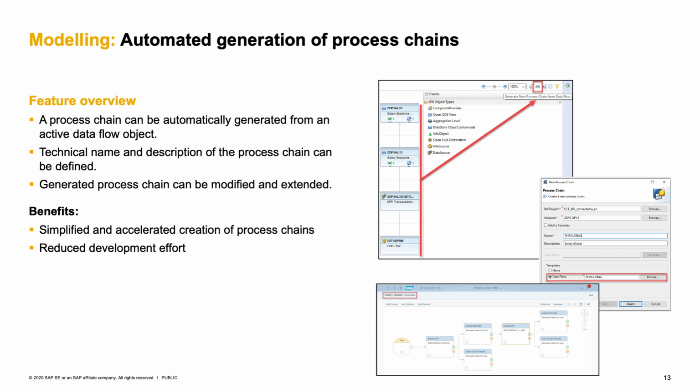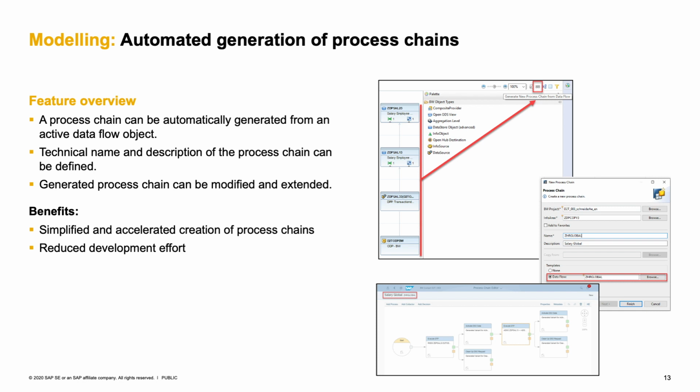Then I personally like this capability a lot because as a developer or as a consultant, I spent a lot of time modeling process chains as well. However, now with the capability of the graphical data flow modeling, you also now have the possibility to let the system automatically generate a complete process chain from such a data flow. And if you know how much effort it can take to model complex process chains, you might see the benefit you get with this functionality.